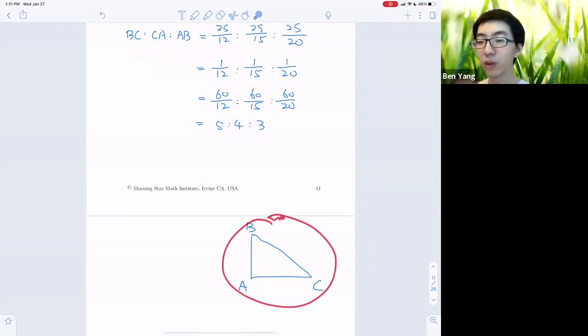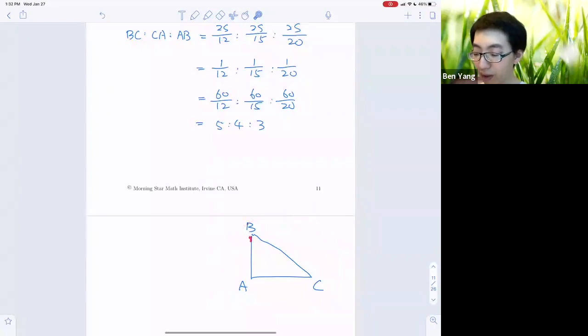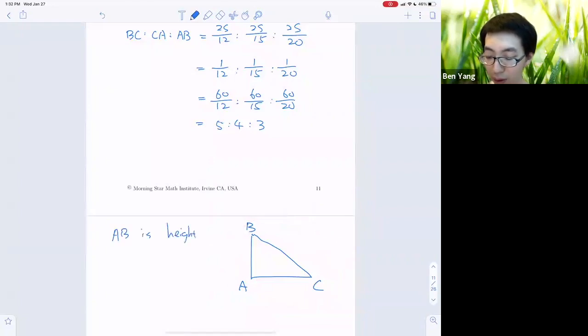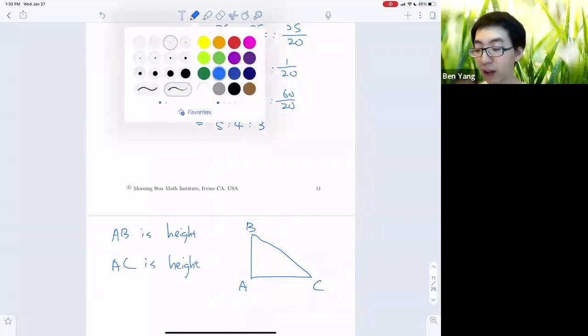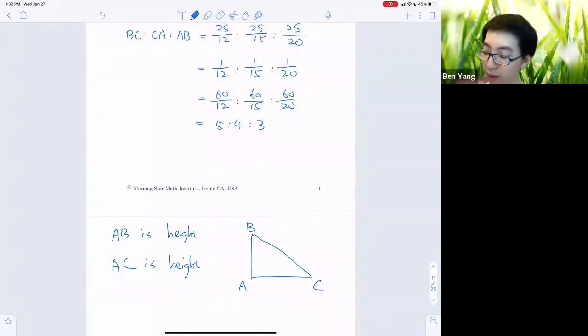So we already know the two heights there, right? AB is a height, AC is a height. So AB is height, AC is also height. And we have another height. Let's draw a line segment that is perpendicular to BC from point A. So AD is also a height here.